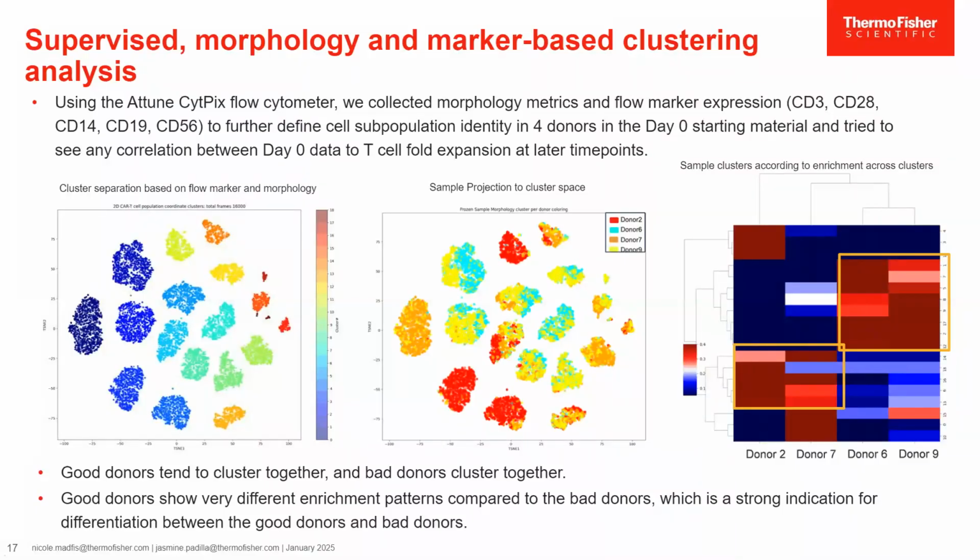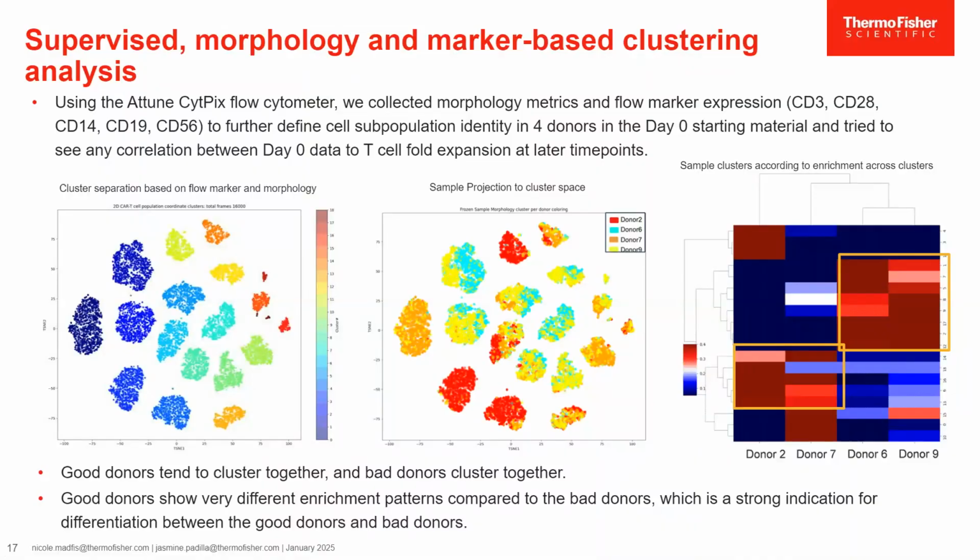On the left is a projection of the clustering based on flow markers and morphology metrics, and there were 19 identified unique clusters. When we project the donor samples to the cluster space, we see that the donors that expanded best, which is donor 6 in the teal and donor 9 in the yellow, clustered together, and the donors that expanded worse, which is donor 2 in the red and donor 7 in the orange, tended to also cluster together.